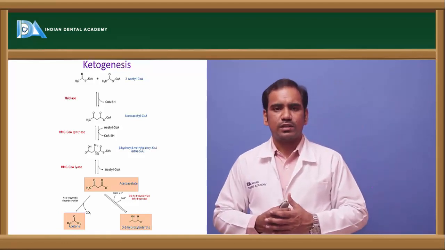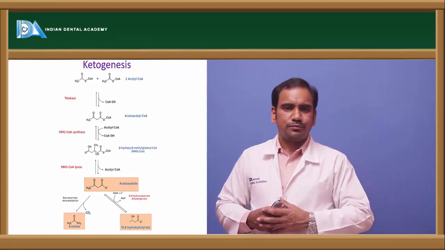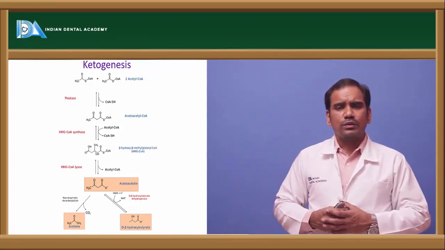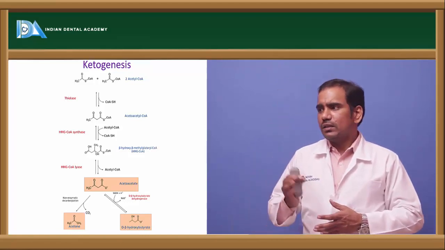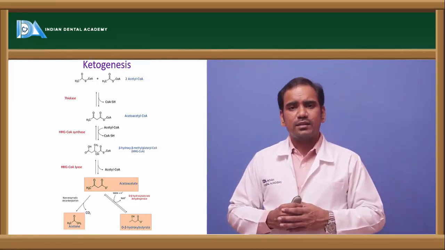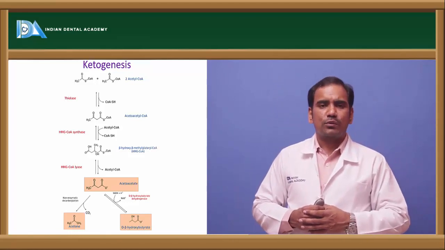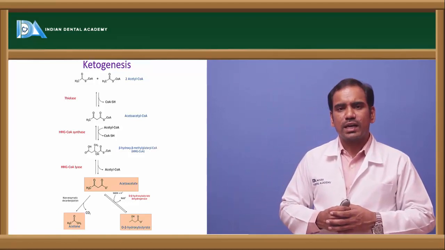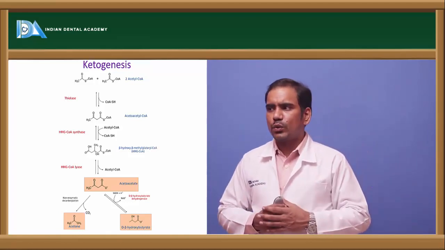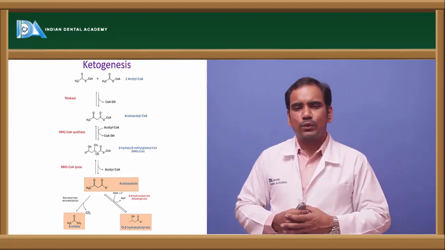Synthesis of ketone bodies, the formation of ketone bodies, is called ketogenesis. This process occurs in the liver mitochondria, and the precursor for ketone body synthesis is acetyl-CoA. We require 2 molecules of acetyl-CoA, and these condense to form acetoacetyl-CoA, which is catalyzed by the enzyme called thiolase.